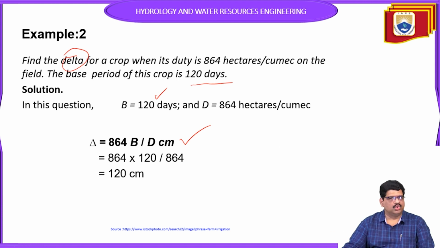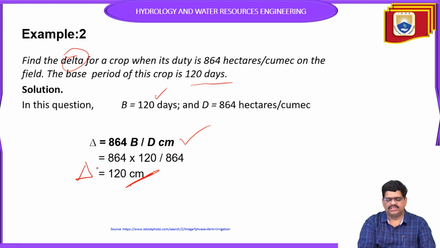For suppose there is a duty and delta and base period also. So delta is equal to 8.64 B by D centimeters, and 864 into 120, that is the base period already given, divided by 864, that is equal to D. So that is equal to 1 centimeter as given. So the delta for the duty of the 160 hectares is equal to 120 centimeters. Here the delta value is equal to 120 centimeters.